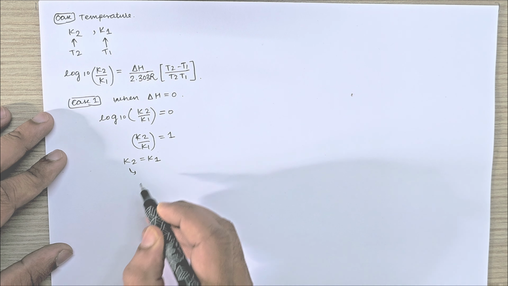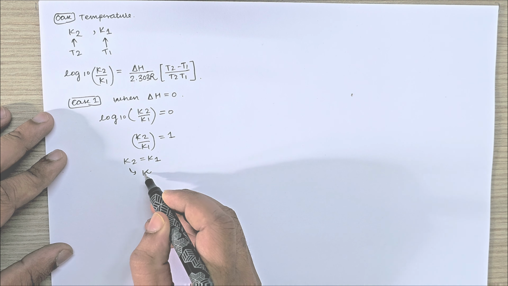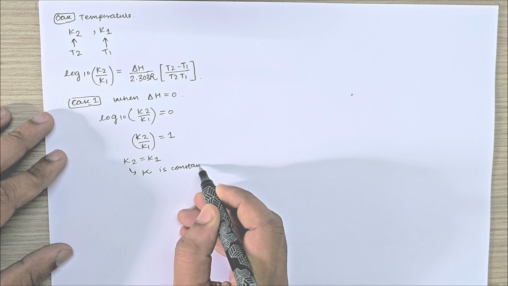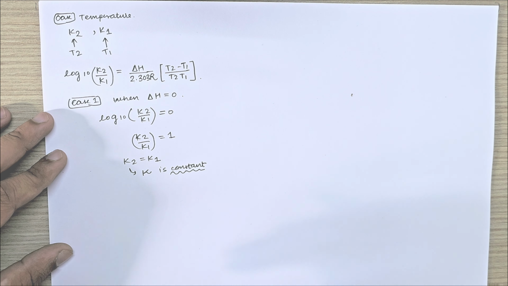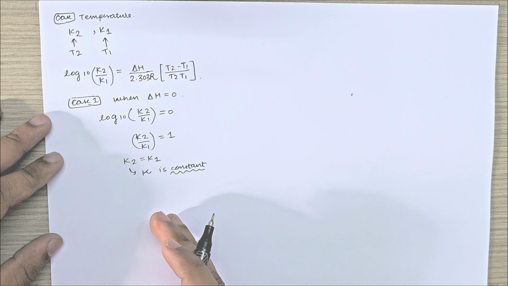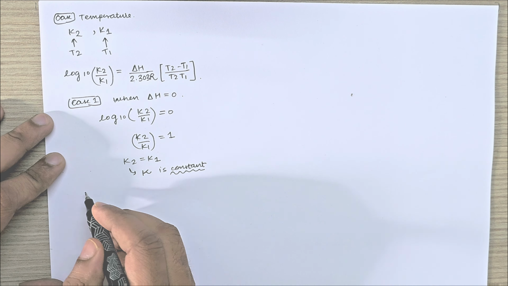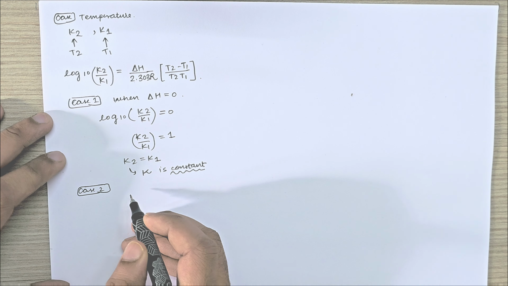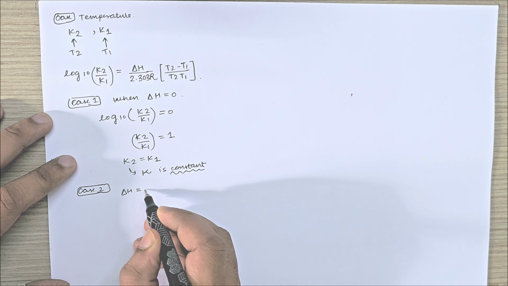You can derive that the equilibrium constant is constant throughout, not changing into K2. So here no significance of the temperature is there. Next is case 2 for the temperature factor, which is that the delta H is negative.